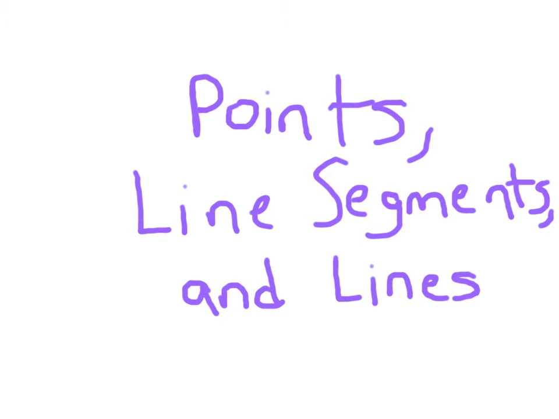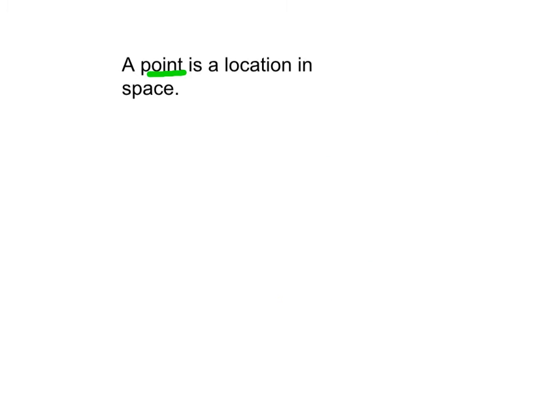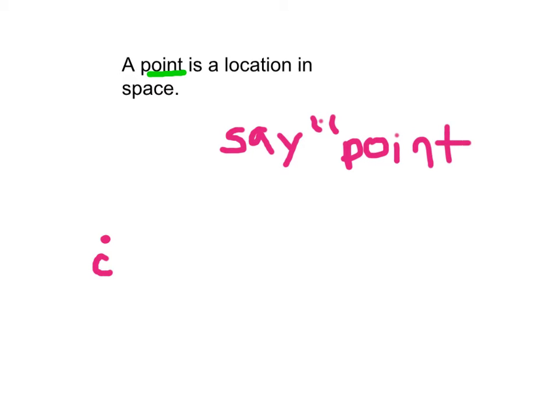Let's learn about points, line segments, and lines. Let's start with the definition. A point is a location in space. So this here is a point. And what we say, I'll put it in quotes, you say point C. You'll notice that C is in capital letters.